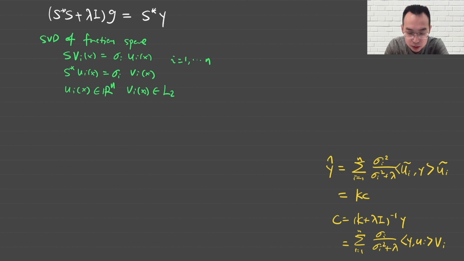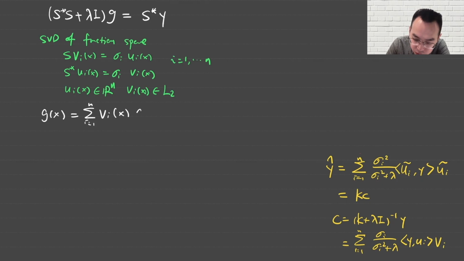You can just apply this SVD on our function g. Here we also want to make a decomposition of the function g. You can write it as the summation of all the singular functions v_i(x) times a coefficient c_i. So c_i is a parameter that we want to know; these are the unknown parameters. Let's just apply the operator on it to see what happens.